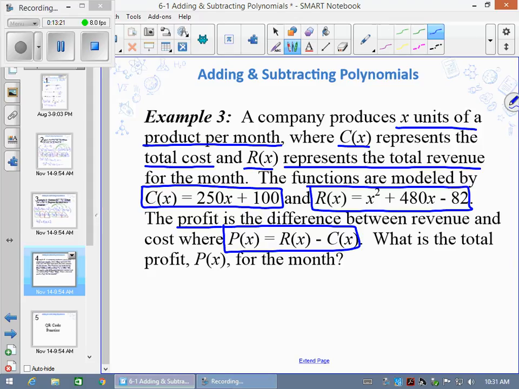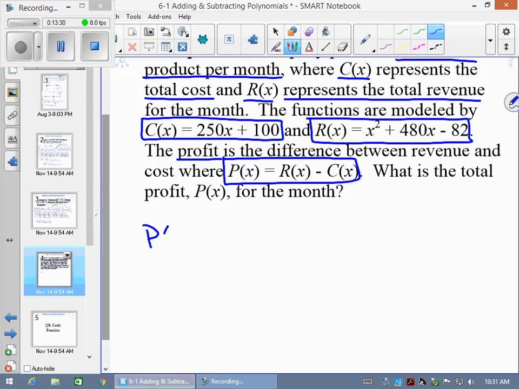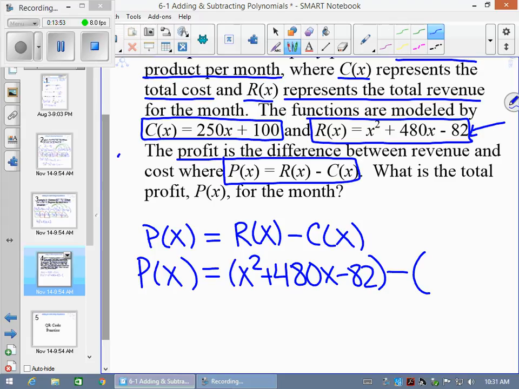So they want us to find the total profit here, meaning P of x, which we know is equal to R of x minus C of x. Well, they told us here what R of x and C of x are. R of x is x squared plus 480x minus 82. I got that right from here. And I'm subtracting C of x, which they told me here is 250x plus 100.